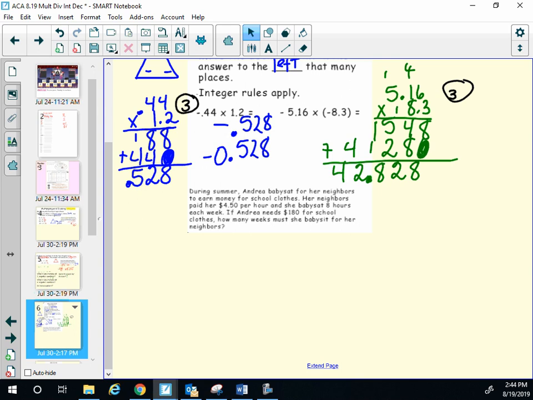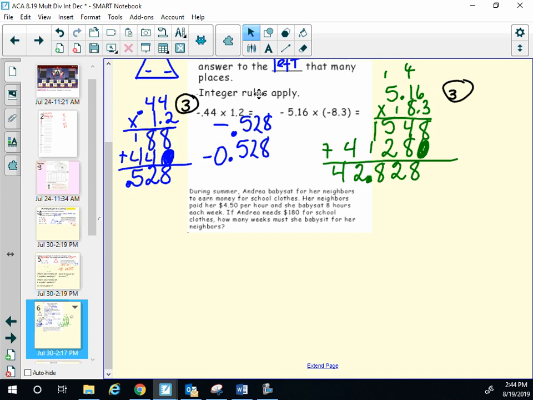Questions? Any volunteers to read the problem below? Go ahead, please. During summer, Andrea babysat for neighbors to earn money for school clothes. The neighbors paid her $4.50 per hour, and she babysat 8 hours each week. If Andrea needs $180 for school clothes, how many weeks may she babysit for her neighbors? So she sounds like a good babysitter. How much are they paying her? $4.50 every hour, for 8 hours.